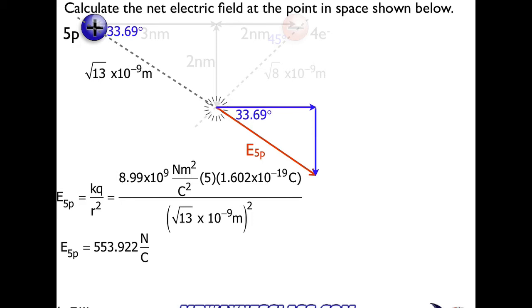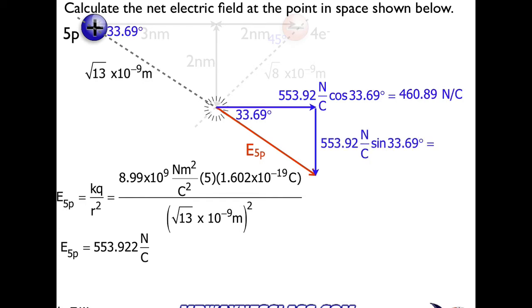Now I need to find the length of those components, the horizontal and vertical components, because that's what I'm going to add up. So the horizontal component is 553.92 newtons per coulomb times cosine, and that gives me 460.89 newtons per coulomb. Vertically, it's 553.92 newtons per coulomb times sine 33.69, and that's going to give me 307.26 newtons per coulomb. So great, now I've got horizontal and vertical components, and that's what I'm going to add up, just like I did with free body diagrams.